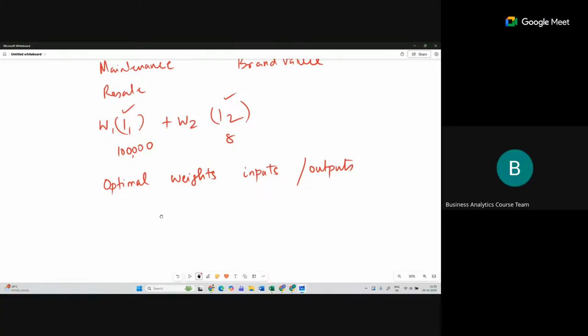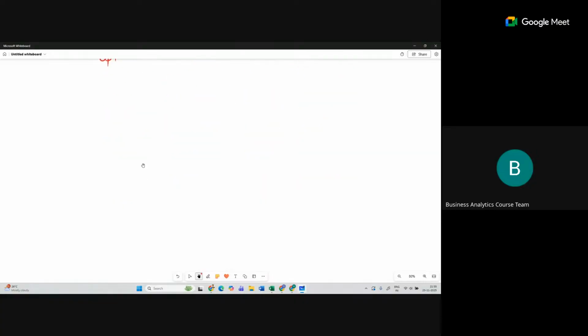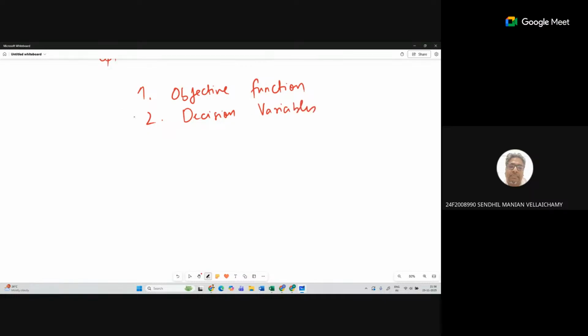So whenever you talk about linear programming problem, what are the things that you should be aware of? Objective function, constraints, decision variables. This is number 1. This is number 2. Constraints. Then there is something called non-negativity constraint. Okay. So 4 things should be there.